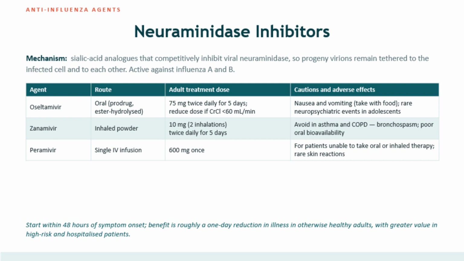Zanamivir is inhaled, so avoid it in asthma and COPD because it can trigger bronchospasm. Peramivir is a single intravenous dose for someone who can't take anything orally, and that line at the bottom is the honest one. In a healthy adult, this buys you about a day. In high risk and hospitalized patients, it matters much more.